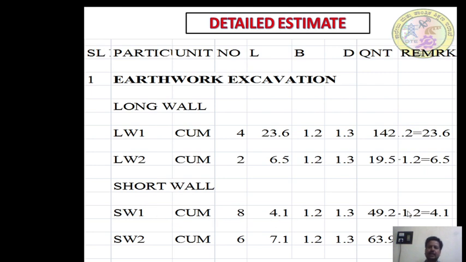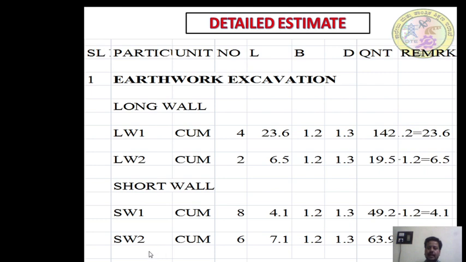So the total length of the center to center of short wall SW1 equals 5.3, minus the breadth of the foundation, 1.2. So 5.3 minus 1.2 equals 4.1. So it is the length of short wall 1. So 8 numbers, 4.1, 1.2, and the depth is 1.3.